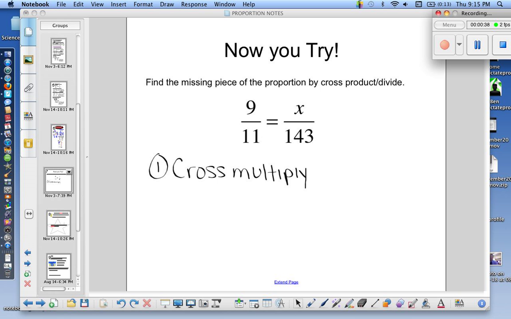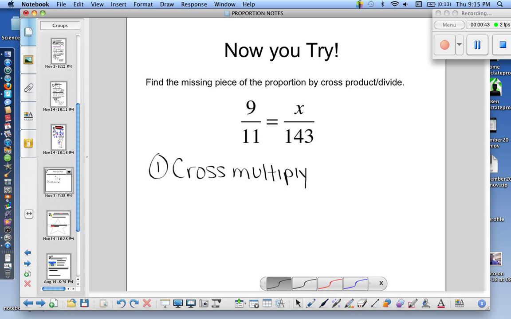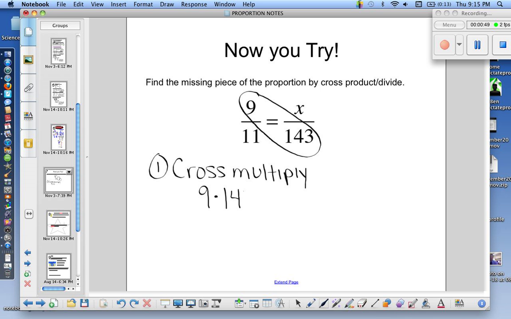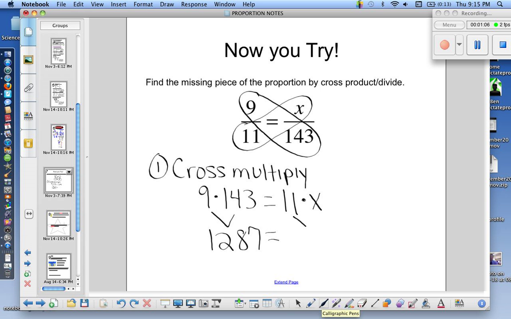So first we need to cross multiply. So we've got 9 times 143, and we need to set it equal to the cross product of 11 times x. And 9 times 143 is 1287, and 11 times x is 11x.